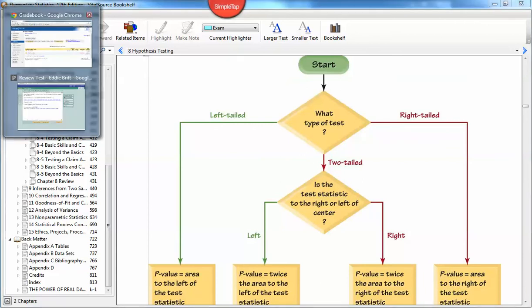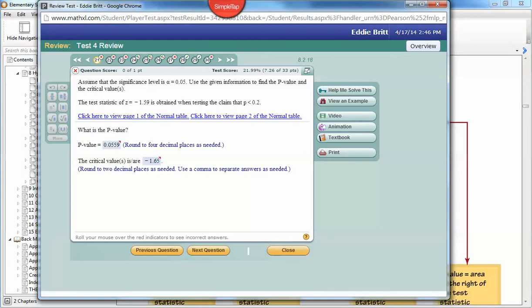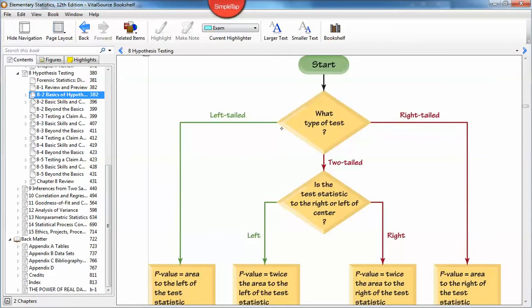So let's go back to our problem. Our problem says, what is the p-value? To figure out our p-value, we see less than, so this is left-tailed. To calculate the p-value, I'm going to use this test statistic, and since it's left-tailed, I'm going to take the area to the left of the test statistic.